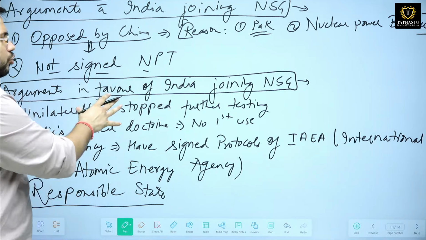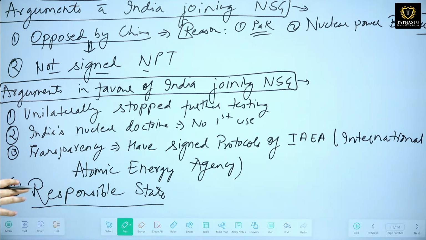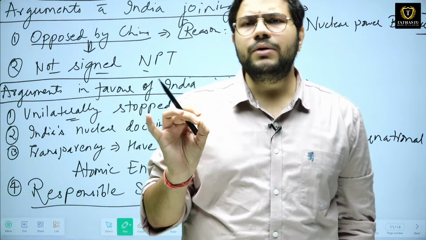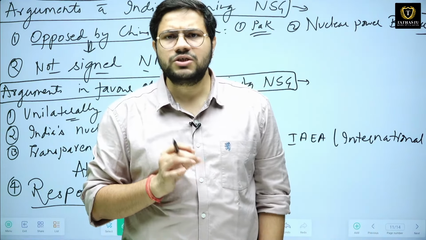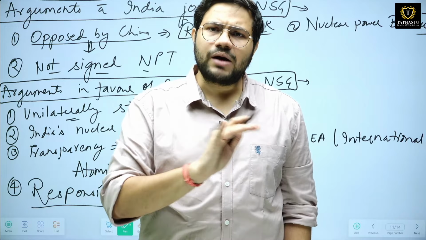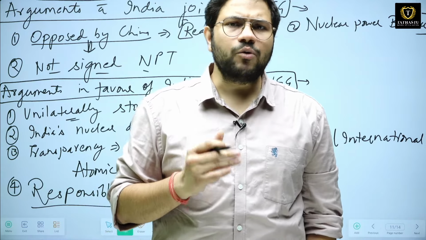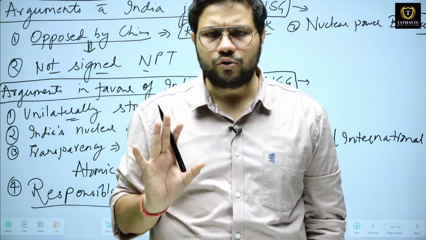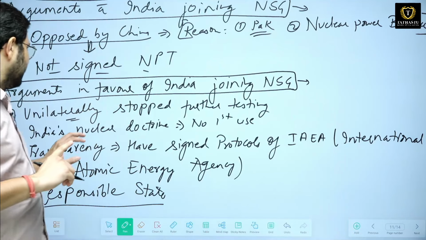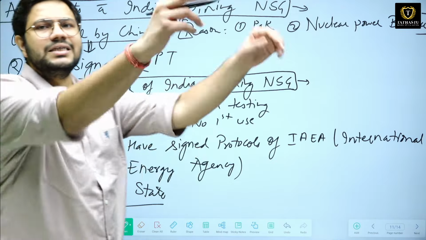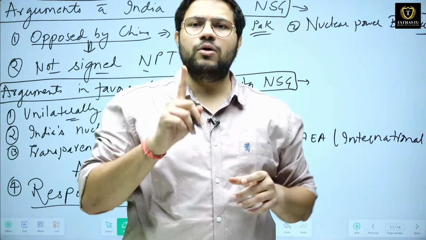Now, what are the arguments in favor of India joining NSG? What are the arguments that you can give? Number one, you can say that unilaterally we have stopped testing nuclear weapons. In 1998 itself, the then Honorable Prime Minister Shri Atal Bihari Vajpayee said that from now onwards we are not going to test any nuclear weapons, because we have already tested and now we are a nuclear capable state, and therefore we will not do so. So one is this particular argument. Second, you can say that India's nuclear doctrine says that we will not use the nuclear weapon in the first instance.